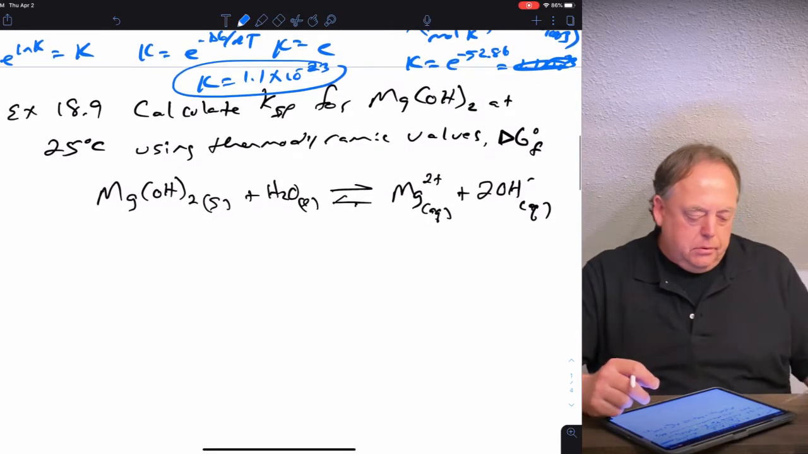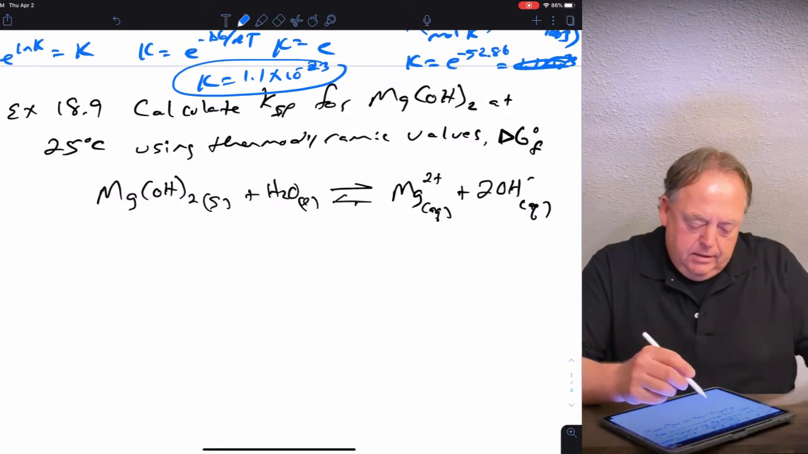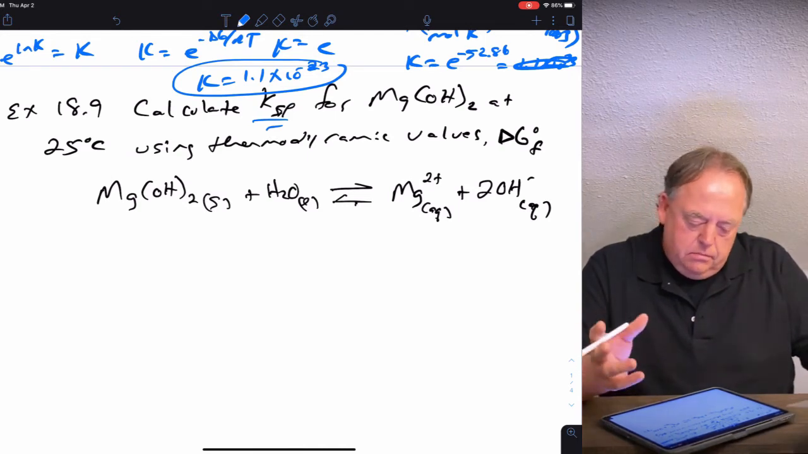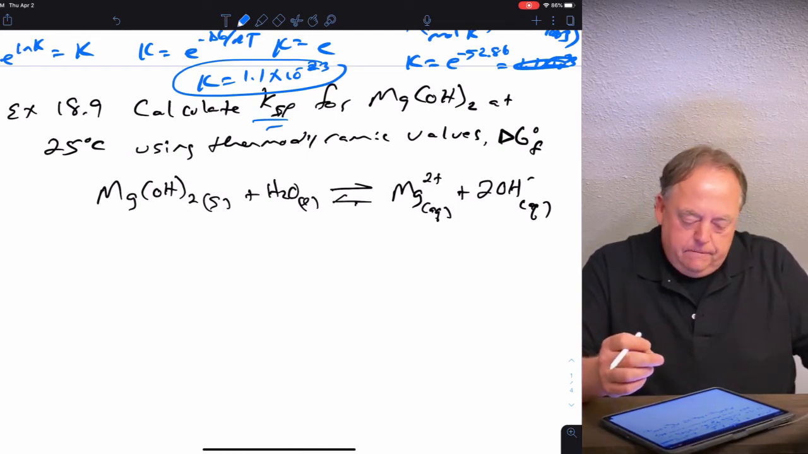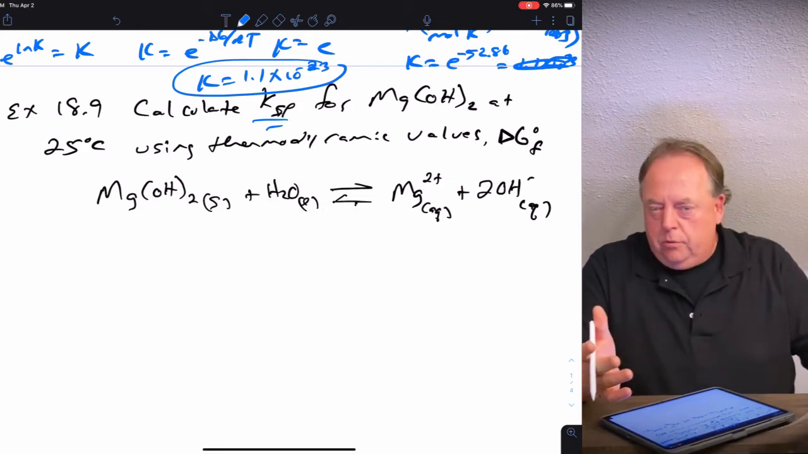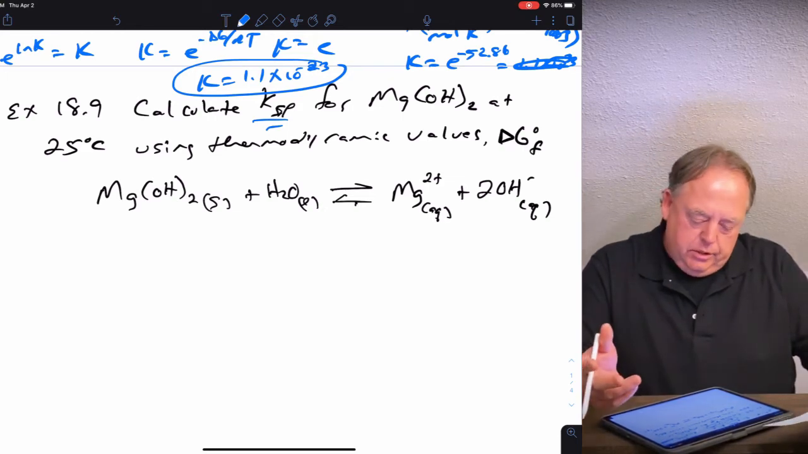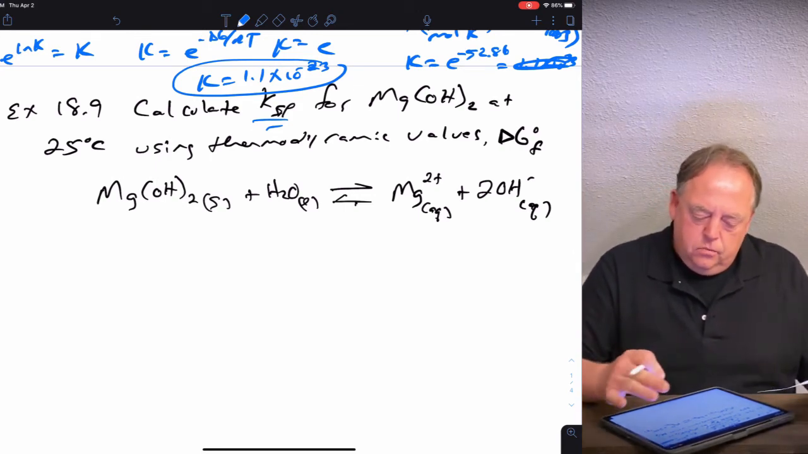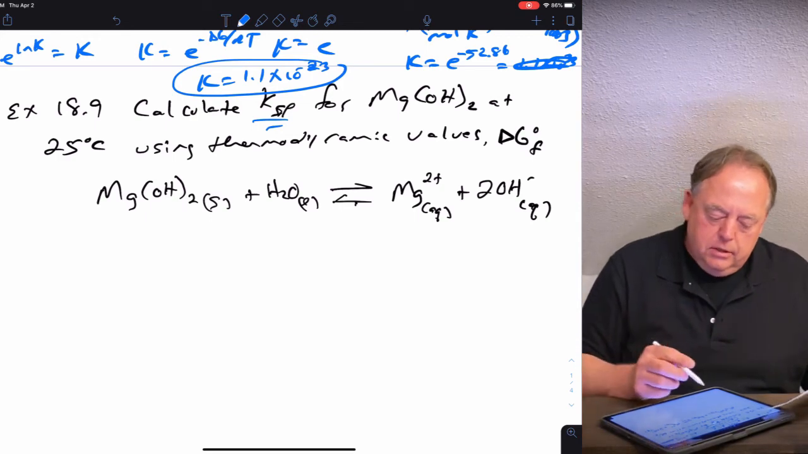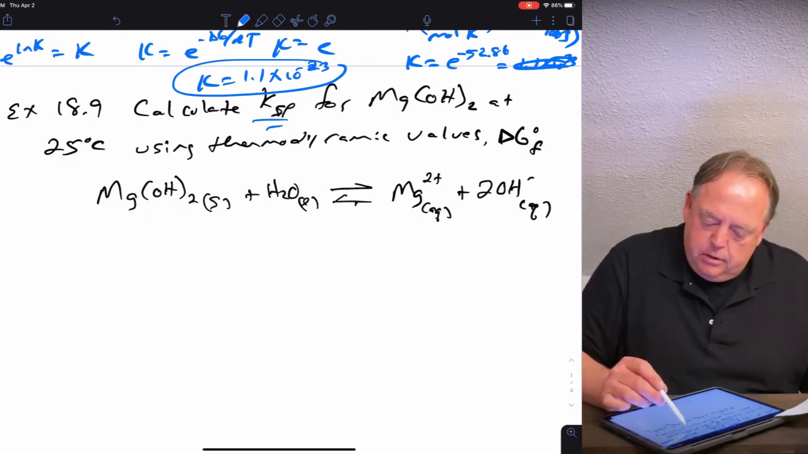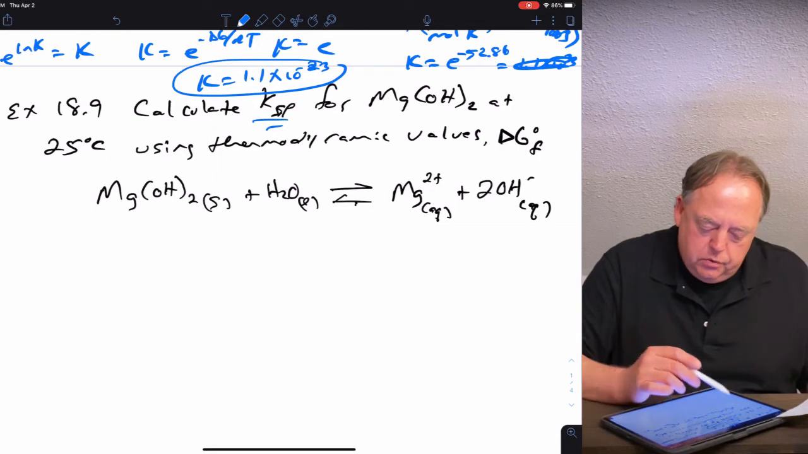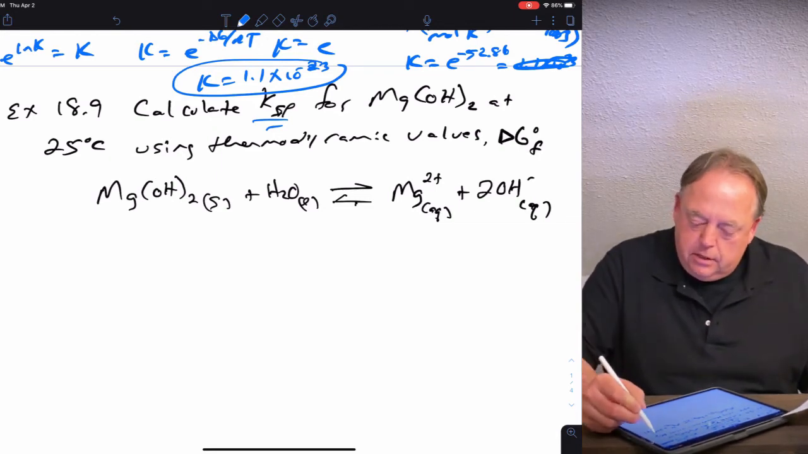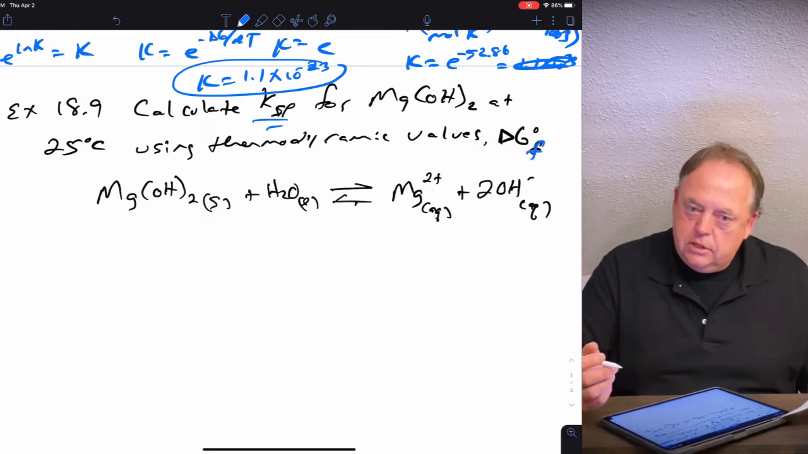Let's take another example, 18.9 from the textbook. Any equilibrium constant, like we talked about early in the semester, or equilibrium constants from acid-base reactions, or KSPs from solubility products, the equation works for all of those. So calculate KSP for the solubility of magnesium hydroxide in water at 25 degrees Celsius, and use thermodynamic values for delta G naught formation in order to do this calculation.